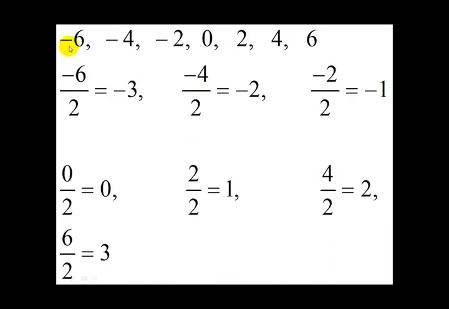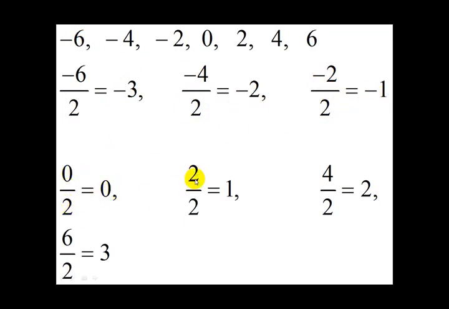Now, these are examples of an even number: minus 6, minus 4, minus 2, 0, 2, 4, and 6. When we divide minus 6 by 2, the answer is minus 3. The remainder is 0. That is why minus 6 is an even number. When we divide minus 4 by 2, the answer is minus 2. No remainder. When we divide minus 2 by 2, we have minus 1. When we divide 0 by 2, we have 0.